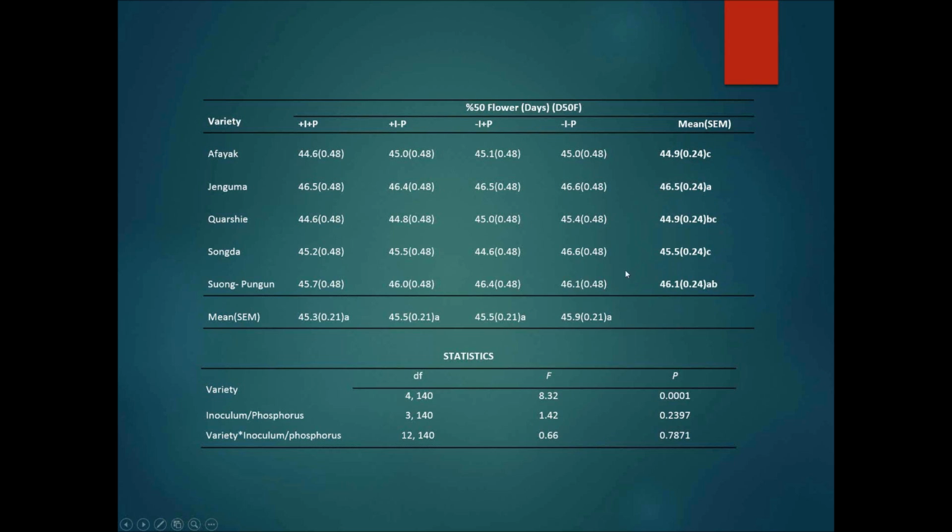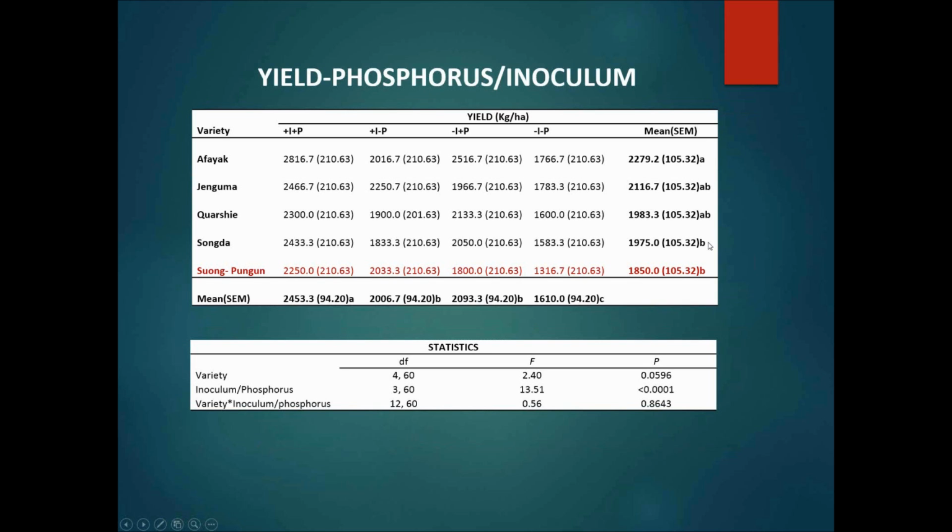Not different with Songpong, which I said we will have to treat with caution. And then the lowest coming from Apayak. For yield, I had no interaction with the treatments and varieties. But the main effects showed some differences. Apayak wasn't significantly different in terms of yield with Janguma and Kwashi, and with Janguma, Kwashi, and Songda, and then Songpong, not significantly different. And we can see the statistics down at the bottom.